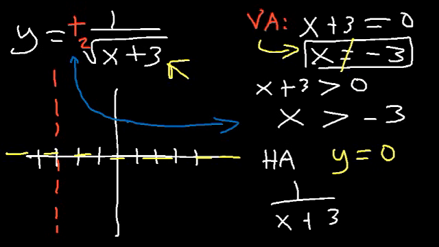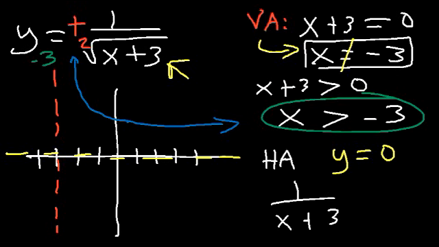Notice that the domain is simply x is greater than negative 3. The function starts at negative 3. That's the lowest x value, and the highest is positive infinity. So the domain is negative 3 to infinity, and it doesn't include negative 3 because that's the vertical asymptote.